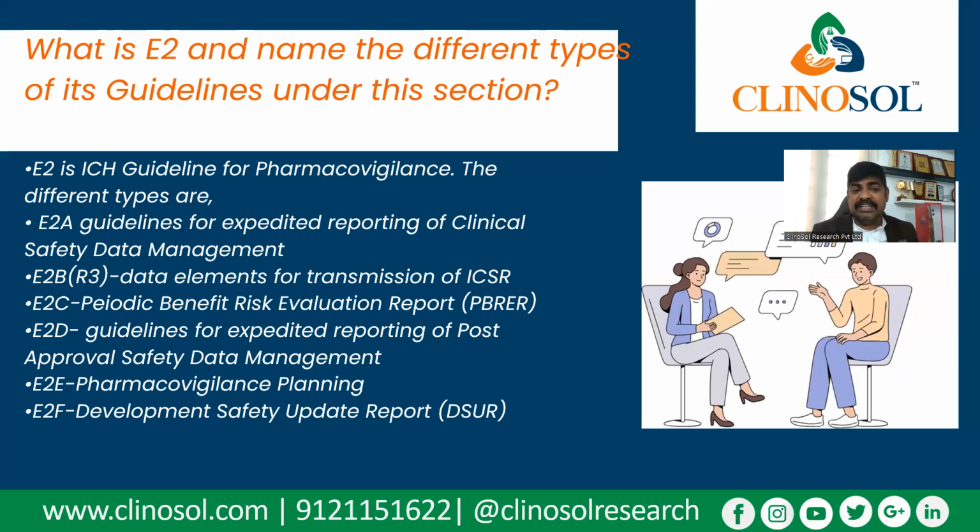Now coming to ICH E2B. These are the data elements used for electronic transmission of the ICSR, the individual case safety report. Which data elements and data points are used for transmission of the ICSR in electronic systems is spoken about in ICH E2B. The current version is R3. Next, E2C speaks about the periodic benefit risk evaluation report.